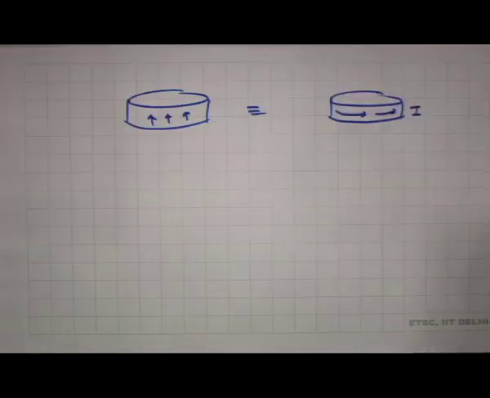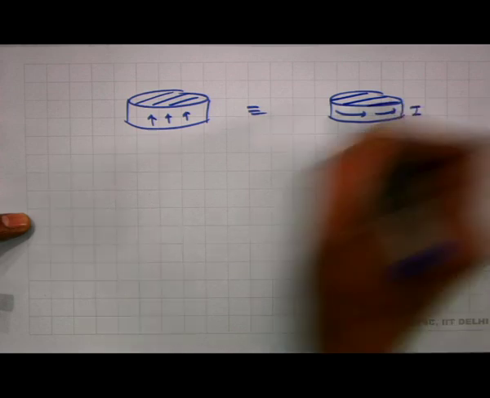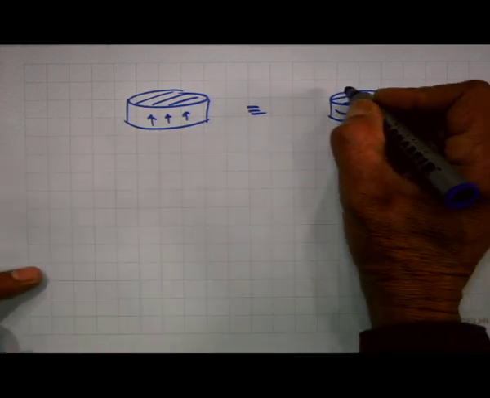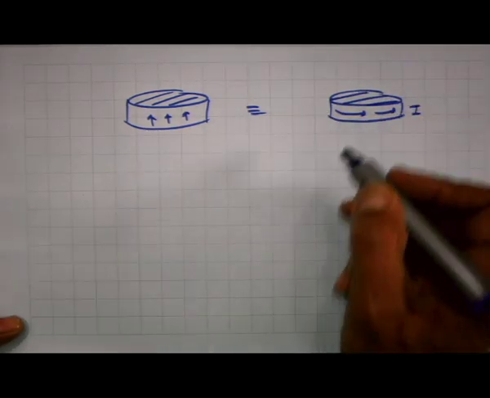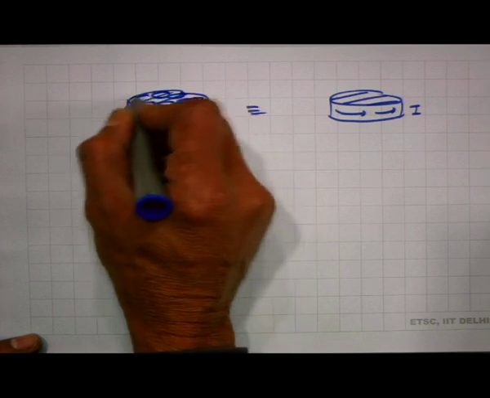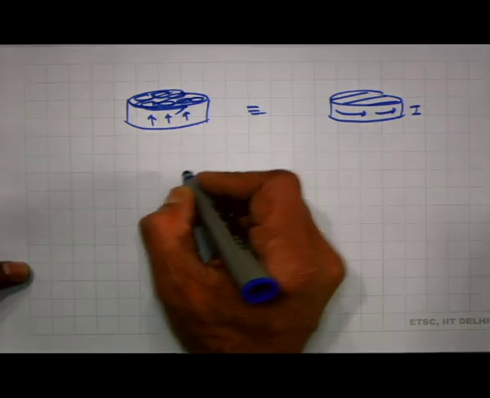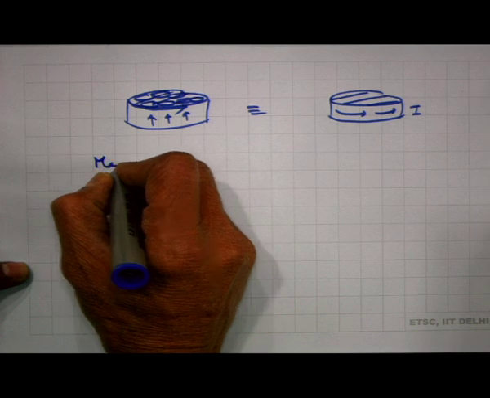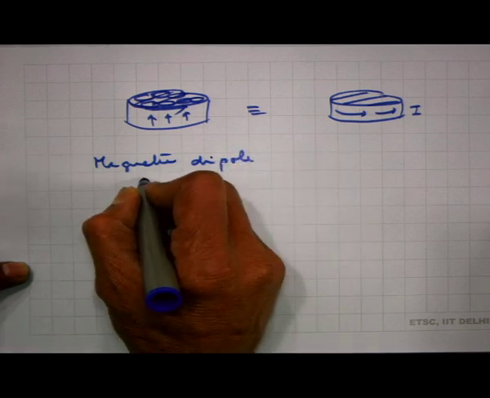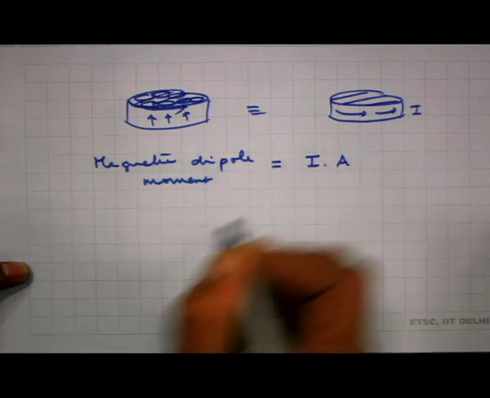So, if I look at my problem which I am considering, this sample of area A and thickness T is equivalent to a sample of thickness T and area A in which the current is flowing like this. Please remember, there will be loops like this, these loops are cancelling off everywhere inside the medium except on the surface. So, there seems to be a current flowing like this. So, I can write the magnetic moment also as current into area.